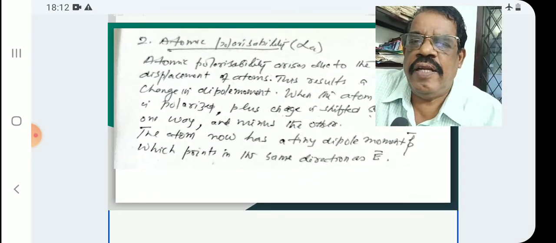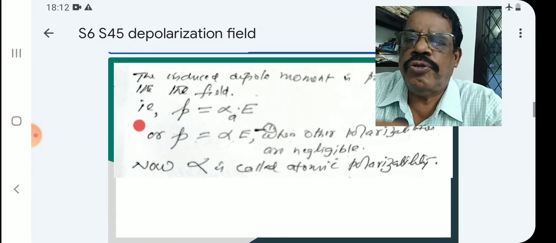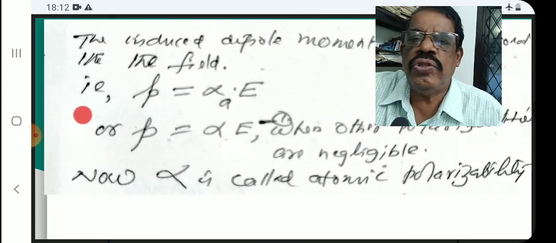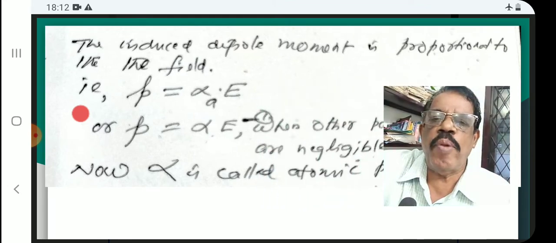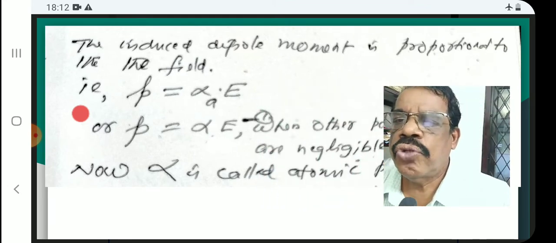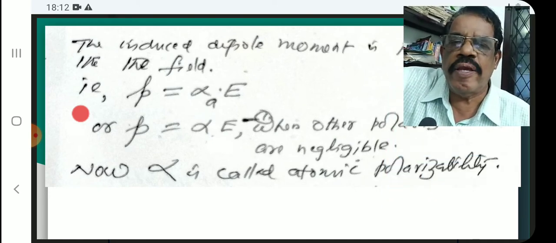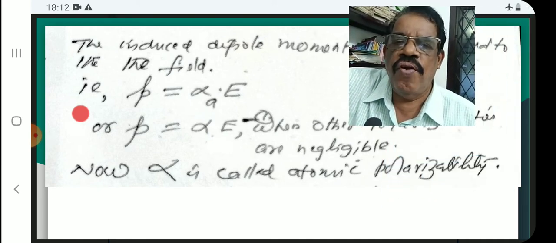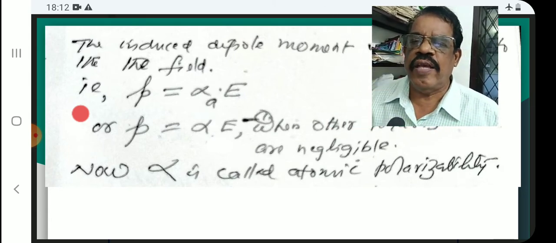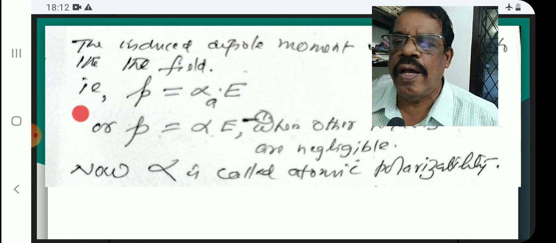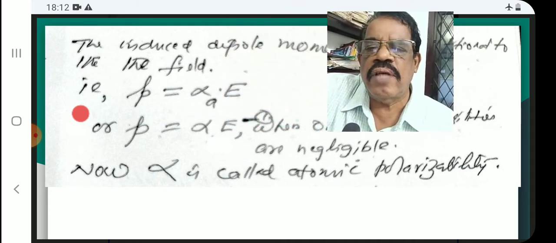Atom exhibits a dipole moment small p. And there is an important point, the induced dipole moment in atomic polarizability. The induced dipole moment is proportional to the electric field. So small p is equal to alpha A E. Alpha A is the atomic polarizability and E is the field applied. And when other factors are negligible, we can replace alpha A by alpha, or P is alpha E, equation number 1, when other polarizabilities are negligible.